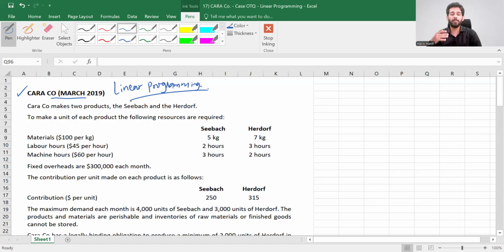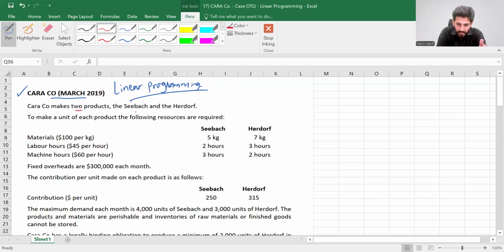It's linear programming which actually deals with multiple limiting factors. When an organization is facing multiple limiting factors, they are solved through a graph, right? So let's first read out this question.